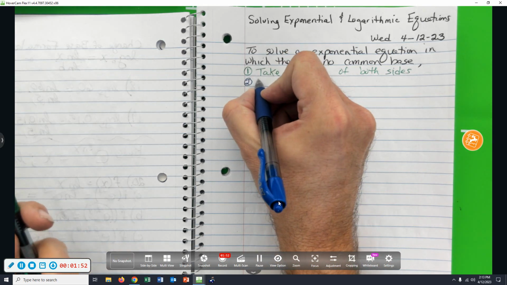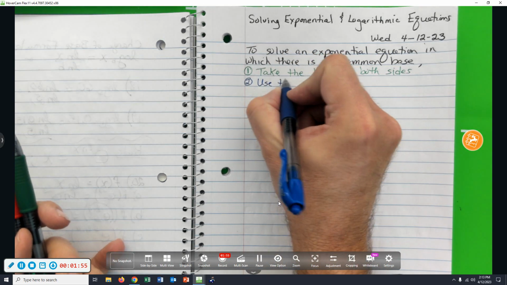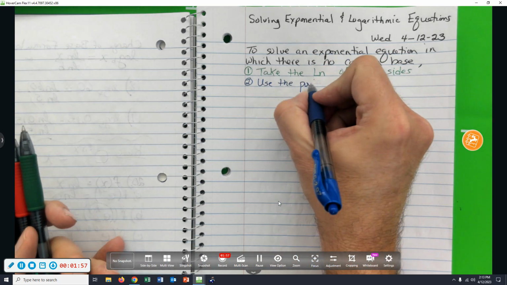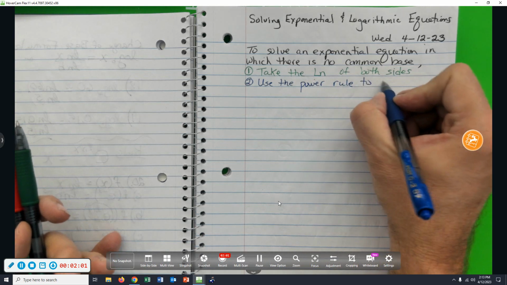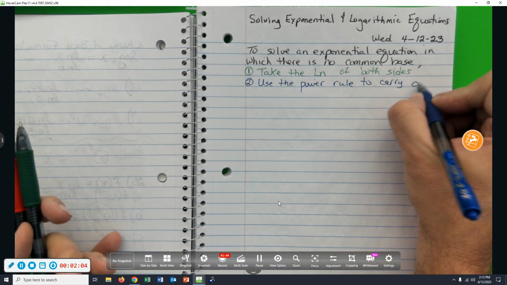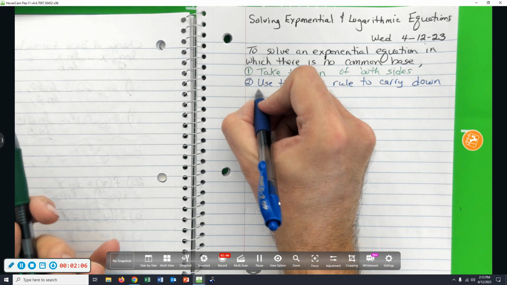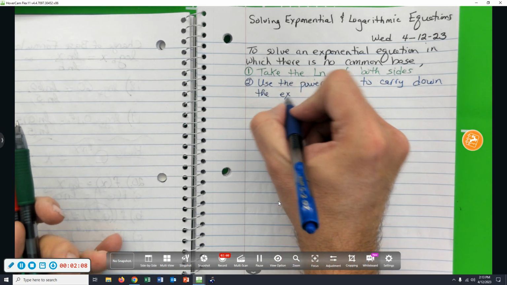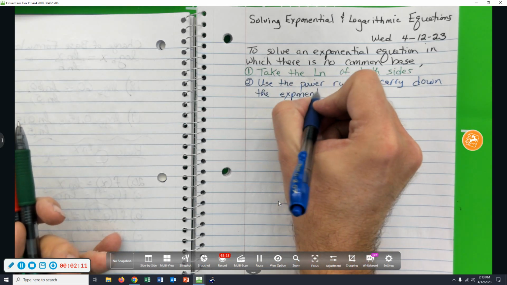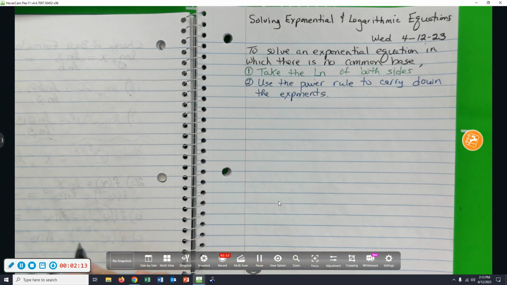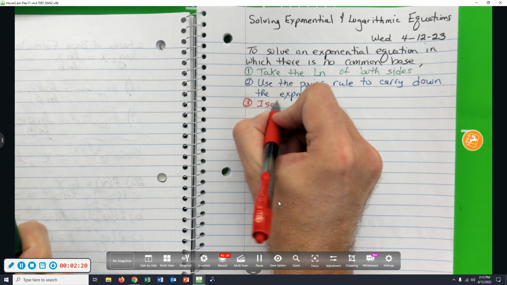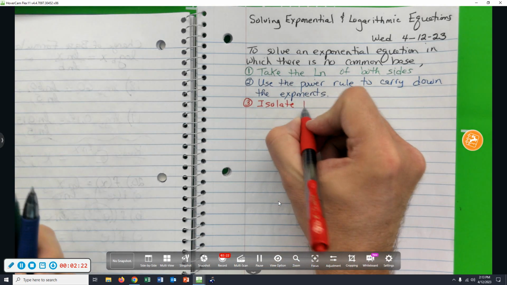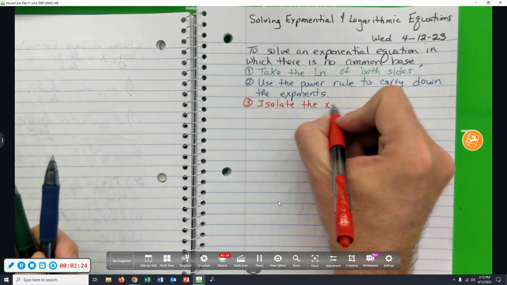Then use the power rule of logarithms to carry down the exponents. There might only be one exponent, and then the third step sounds easier than it is. Isolate the x value.